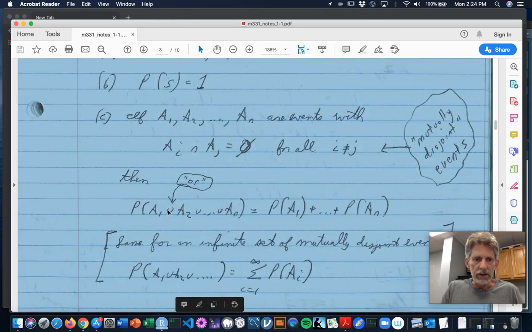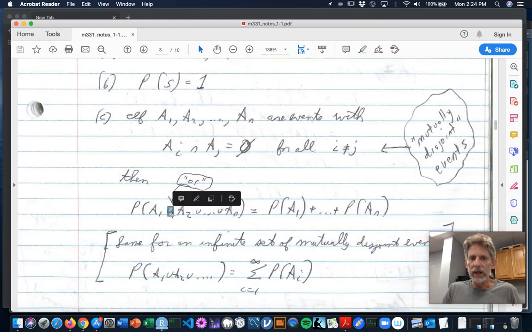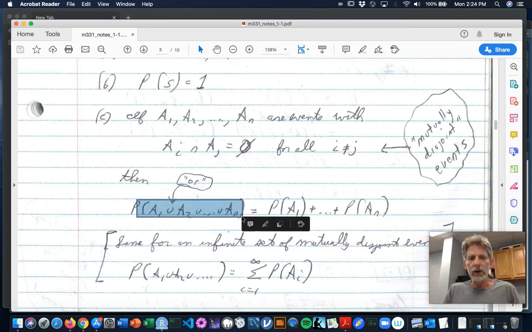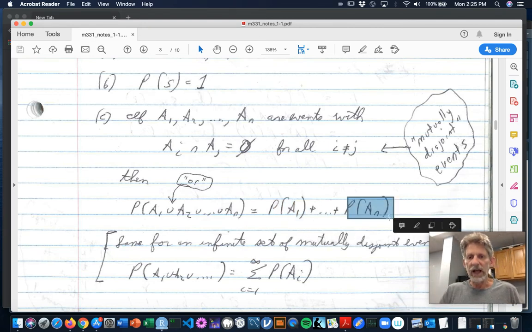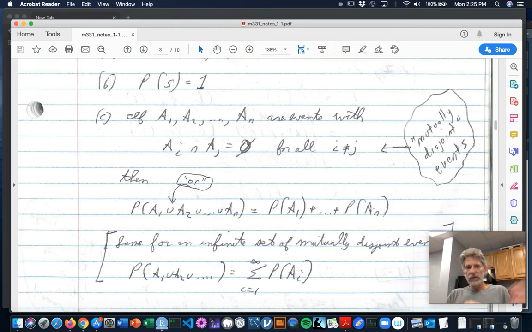Now, the union could be read as "or," because to be in the union of two things, you're in one or the other, or possibly both. So the way I would say this is that when your events are mutually disjoint, the probability of A1 or A2 all the way up to or AN occurring is the sum of the chance that A1 occurs plus the chance that A2 occurs all the way up to the chance that AN occurs.